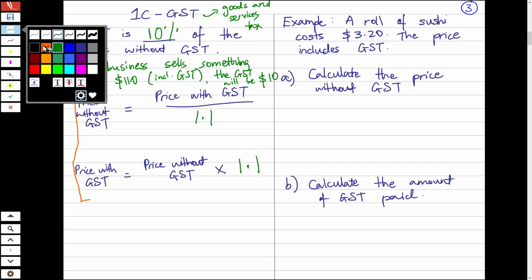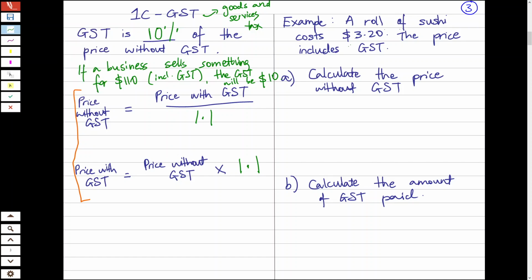All right, let's do this with an example. I like sushi, so that's why I chose this. We're just talking about eating sushi after.